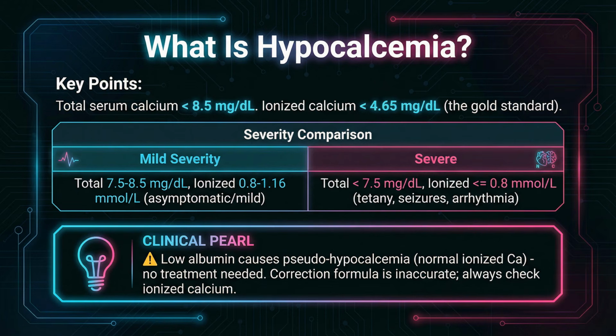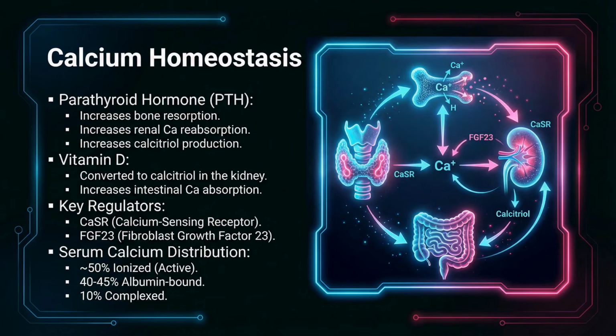A critical clinical pearl. Low albumin causes pseudohypocalcemia, where total calcium is low but ionized calcium is normal. This does not require treatment. The correction formula is inaccurate, so always check ionized calcium. Before we dive into causes, let us review calcium homeostasis.